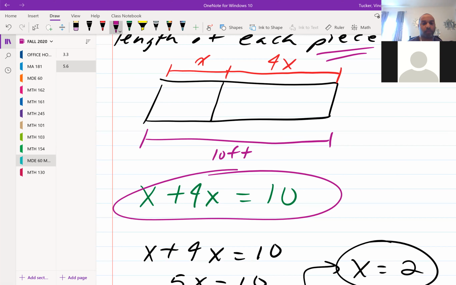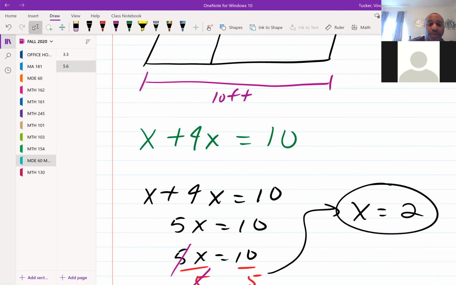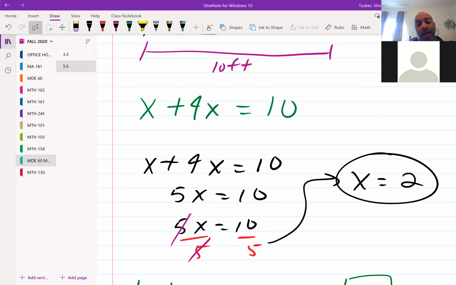And that's how we got X to be 2. From there, you solve by adding your like terms. X plus 4X is 5X. So you have 5X equal to 10, and then you divide by 5. And that's how we got to 2.